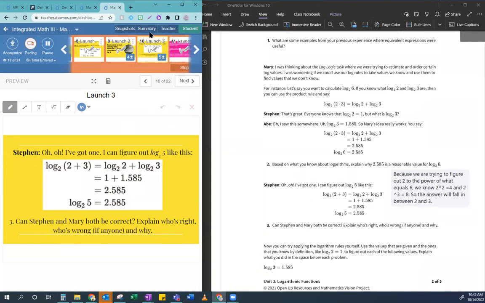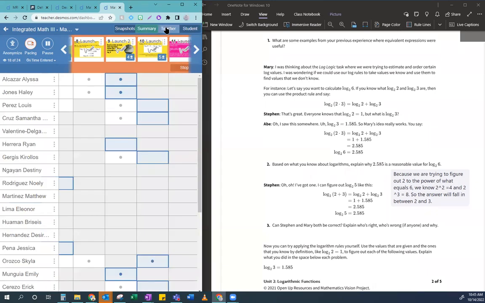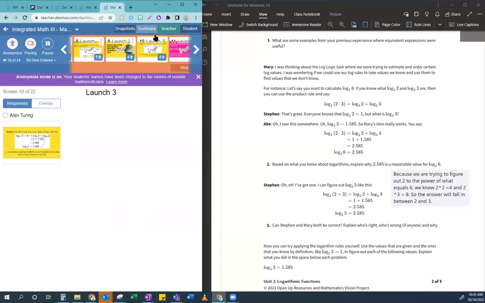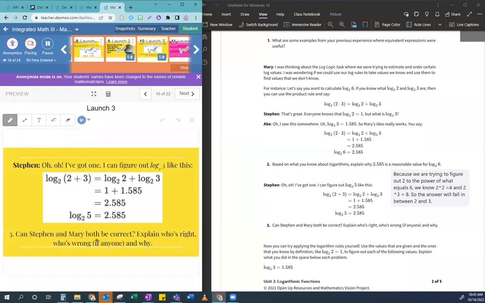I don't know if you guys got to this slide. Can you take a second and go through and explain if Stephen is right, or if Mary is right, or if both of them are right, or if both of them are wrong. I'll pause it right here.